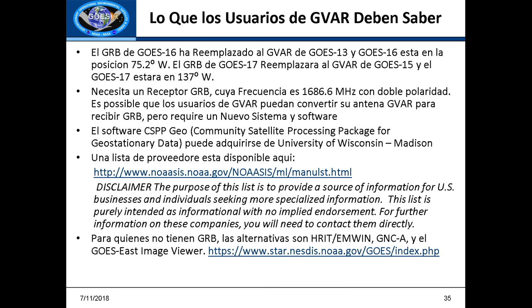But we tell them what they need to know as far as the differences, what they need to know in order to receive the GRB. Pretty much everything I've just told you, we make sure people know. We've been doing this for a number of years now. We present papers at different conferences, American Meteorological Society, and through different venues and on our websites. And we have a manufacturer's list that I have the link for there, and we try to keep this list current. And a lot of these people that are listed on here are participating in our user groups as well.